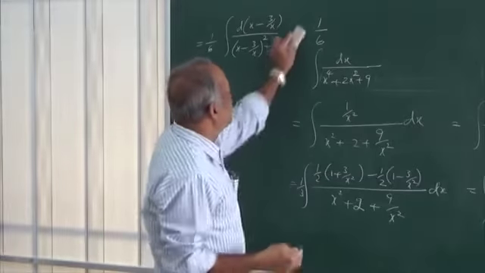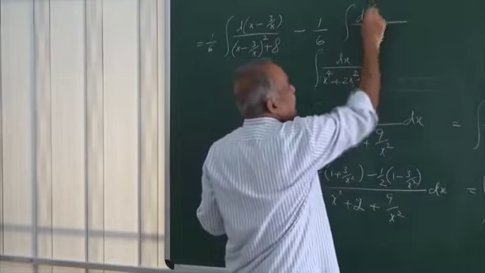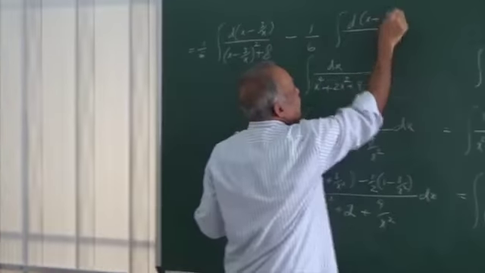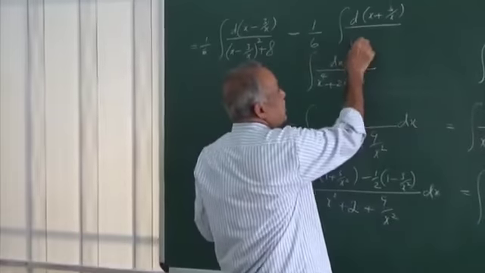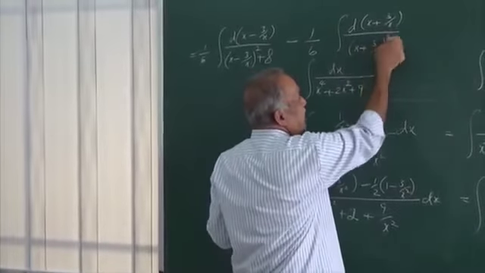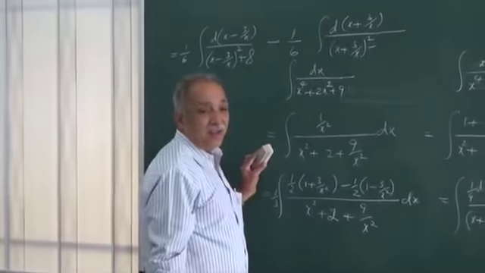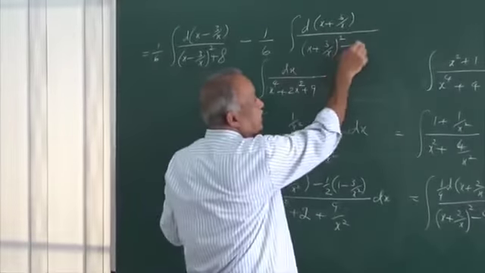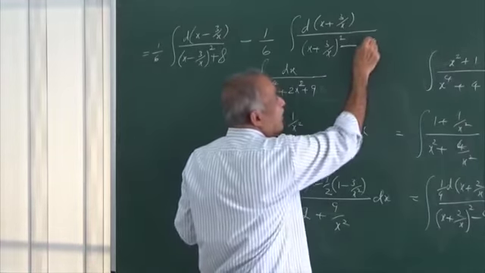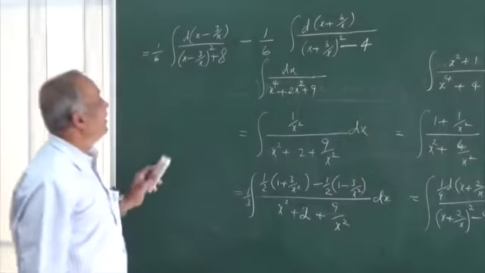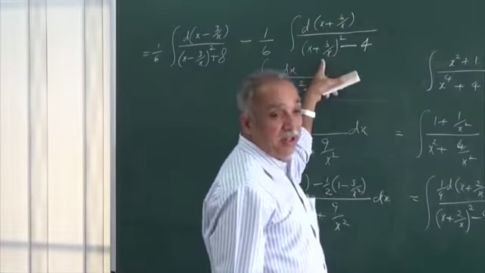Next, coefficient minus 1 by 6 into the integral of, where now the numerator is the derivative of x plus 3 by x. Obtain the denominator in terms of x plus 3 by x, whole square, minus. Expansion gives you the constant term 6, your requirement is 2. Yes? Is this in a standard form? Yes, dt by t square plus 8, dt by t square minus 4.